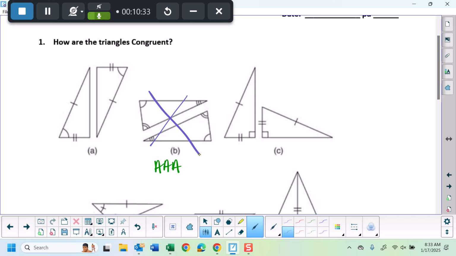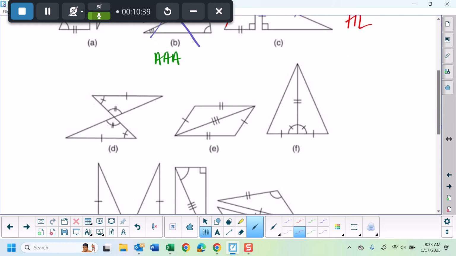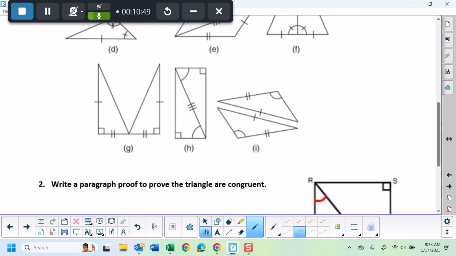Once I see a right angle, I have a hypotenuse, so this is hypotenuse leg. All right, looking at D, E, and F. I see angle, angle, side. I see side, side, side, and I see side, angle, side. We all good with that? Looking at G and H and I, side, angle, side, not hypotenuse leg. Are we good on that?